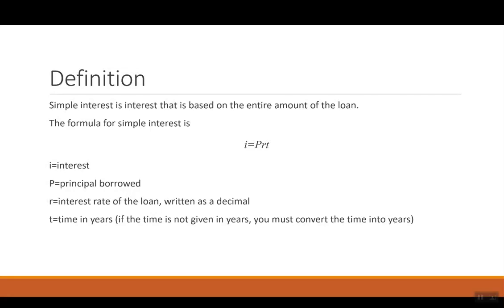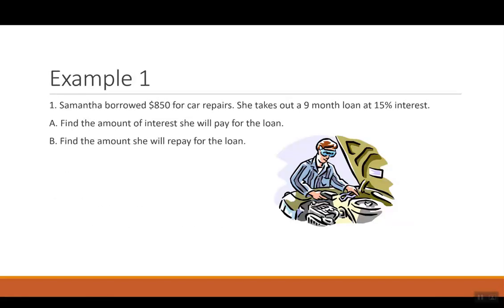Here I stands for interest, P stands for the principal that you borrowed or invested, R is the rate of interest of the loan, and you always want to write this R as a decimal, and T is time in years. If the time is not given in years, say it's given in months or in days, then you need to convert it over to years, and we're going to talk more about that as we go. So let's take our first example.